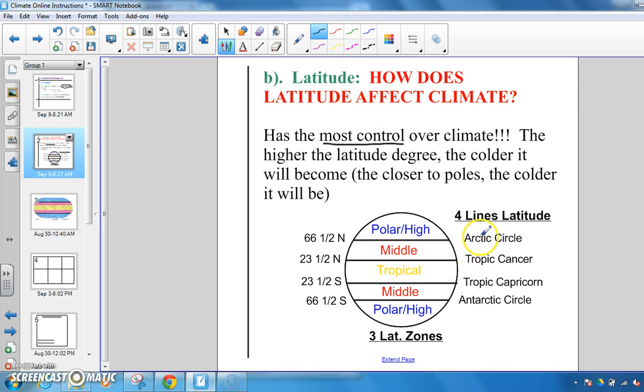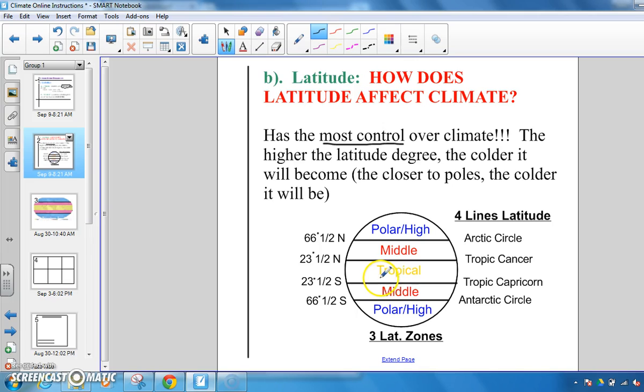Now, the way that we figure out latitude is through 4 different lines. We've got the Arctic Circle, the Tropic of Cancer, the Tropic of Capricorn, and the Antarctic Circle. There's specific degrees that each one of these are at that are the important lines of latitude. In fact, these 4 lines divide into the 3 different latitude zones.